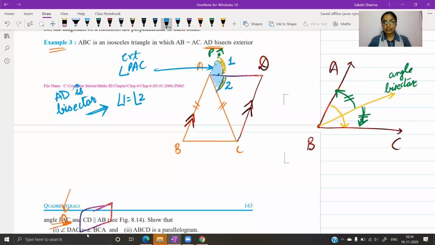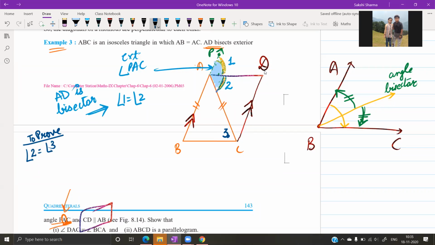Now what you want to prove is that angle DAC equals angle BCA. You can work with the names, or with the angles marked by numbers, whichever is convenient to you. I'm going to mark numbers so that it's easier for me to write the proof. Angle BCA is this one, let's mark this as 3, and angle DAC is angle number 2. So in the first part of your question, you want to prove that angle 2 is equal to angle 3.